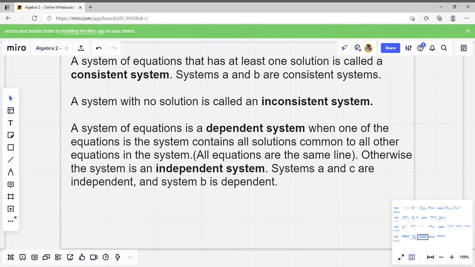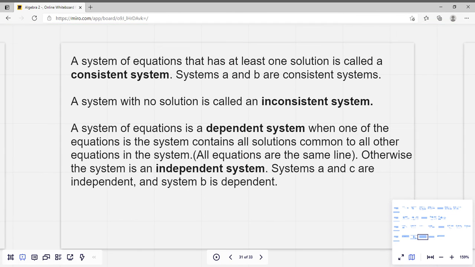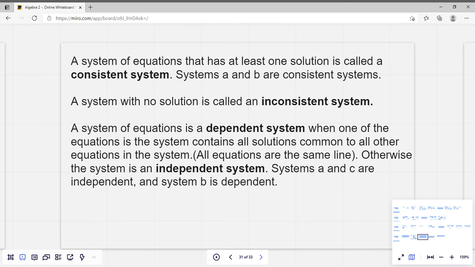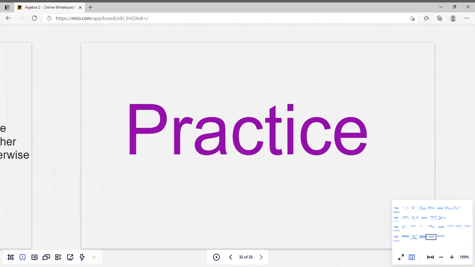Systems A and C are independent. So if we look at A and C, that's going to be cross or parallel. Those are independent. So dependent means it's the same line. And then consistent means that there are solutions. Okay? No solution is inconsistent. Dependent is the same line.